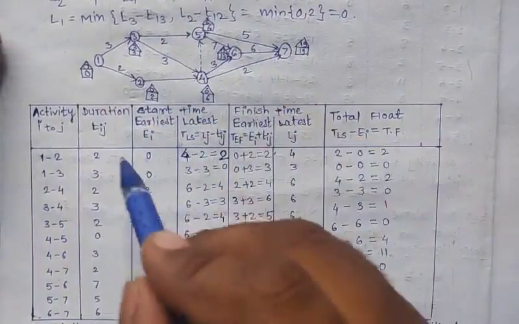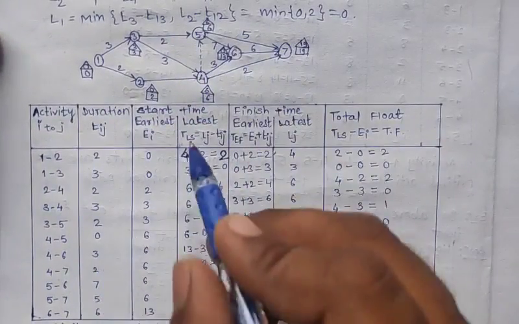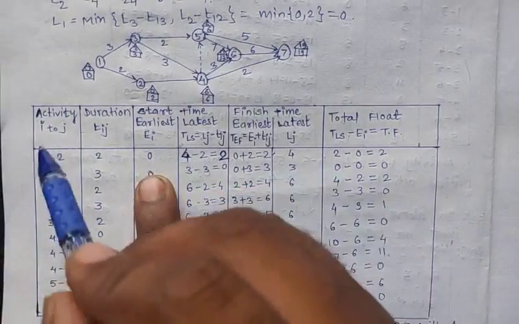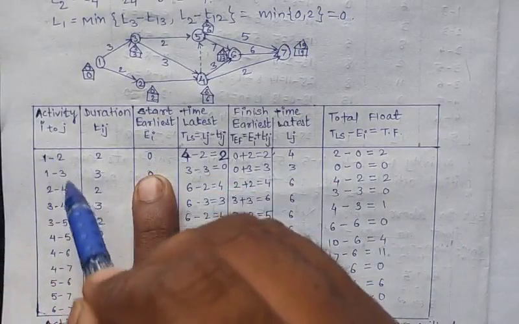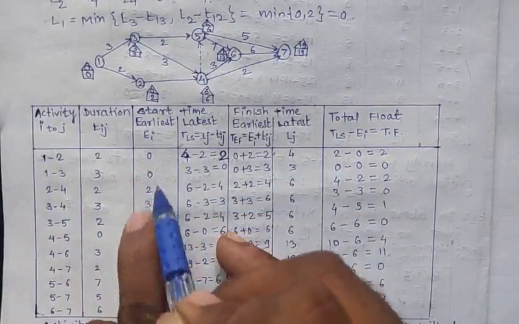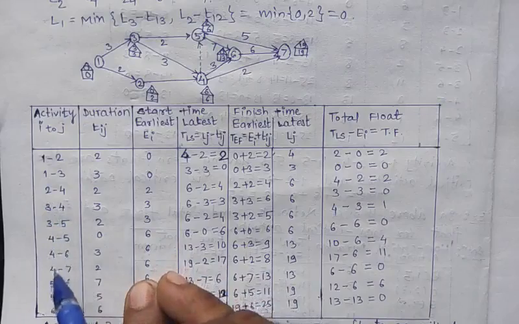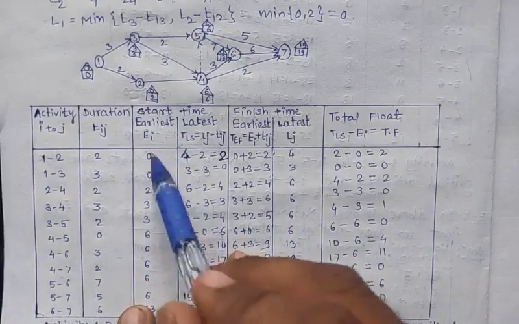So in the diagram, write down its time duration. Now calculate the earliest time. So this is the ith event and this is the jth event. So calculate its Ei: E1, E2, E3, E4. So these are the values of the earliest time.